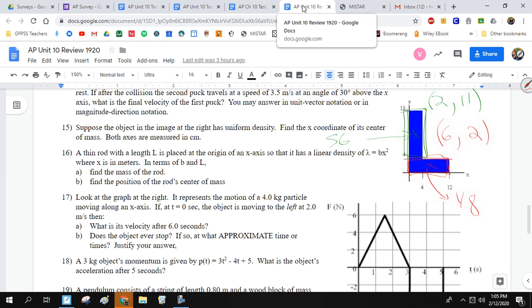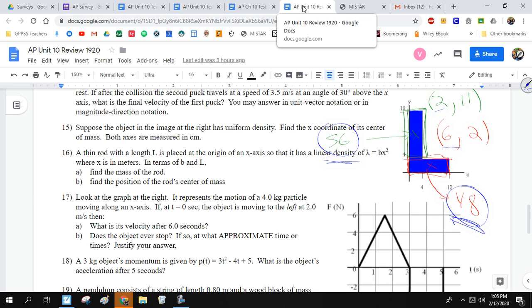Okay, so to find your x coordinate, you're going to do mass times position plus mass times position, divided by total mass. Follow? And then repeat that same process for your y-axis. Do you guys need me to write out more? I'm happy to if anybody wants me to. Are we good?